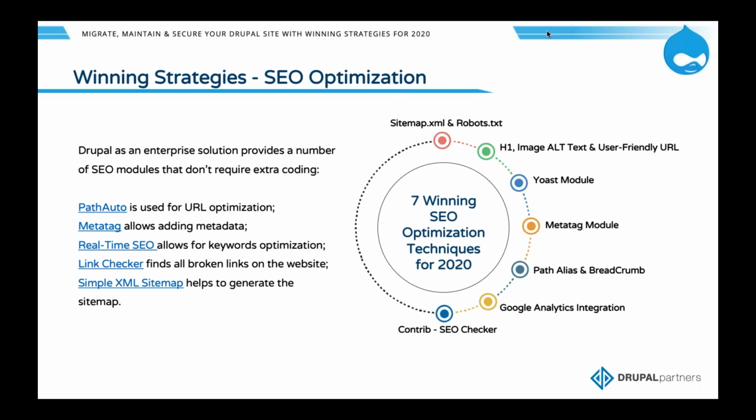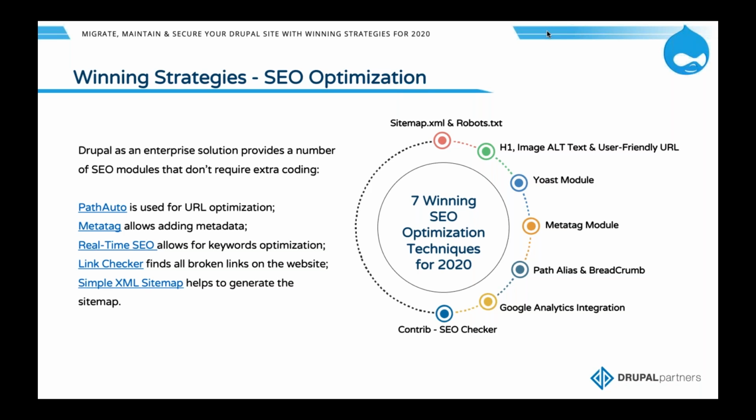The first one is the Pathauto module. It basically auto-generates the URL path aliases for content, nodes, and even taxonomies and users. So this is very useful for URL optimization. The next module is Metatag. The Metatag module auto-generates structured metadata, and if you're using social platforms like Facebook or Twitter, it also creates meta tags specific to Facebook or Twitter accounts.